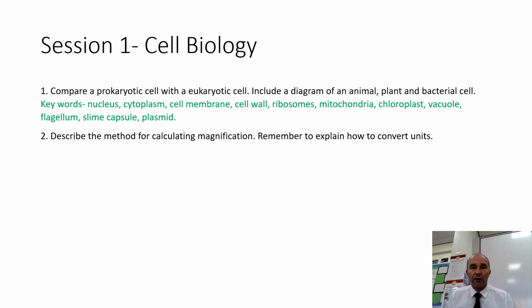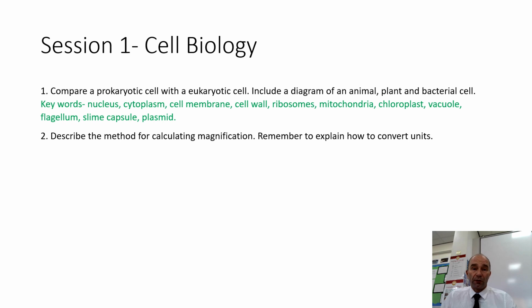So the first session, you've got 5 activities to carry out. The first is to compare a prokaryotic cell with a eukaryotic cell. You also need to include a diagram of an animal, plant, and bacterial cell, and you need to label them fully. Your keywords are nucleus, cytoplasm, cell membrane, cell wall, ribosomes, mitochondria, chloroplast, vacuole, flagellum, slime capsule, and plasmid. You'll find that you won't need to use all those labels with all 3 types of cell, but you need to label each one fully and explain what each part does.